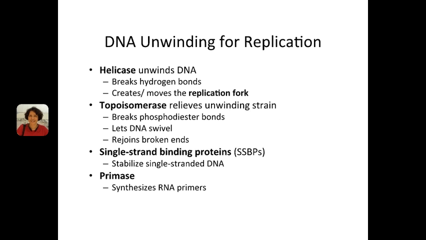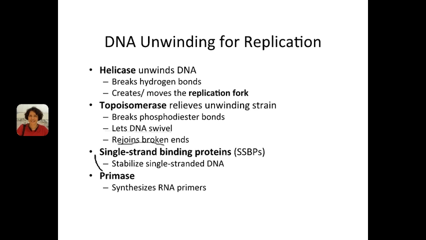What topoisomerase does is that it breaks the phosphodiester bonds on each single strand, but it can make double-stranded breaks, so it breaks both single strands. It allows the DNA to swivel to relieve that torsional tension, and then it rejoins the broken ends together, and that is done multiple times in the process of replication.